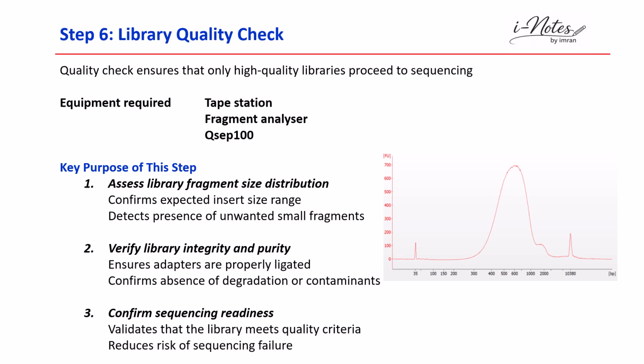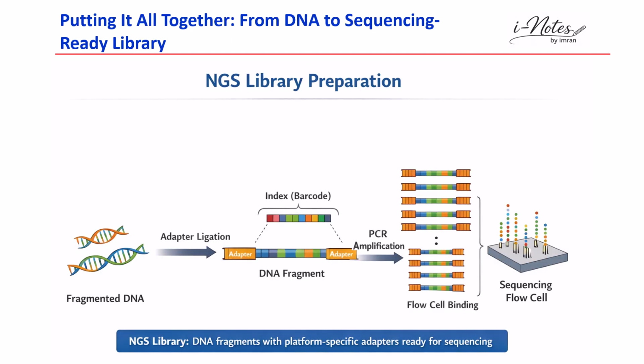So putting all the steps together, NGS library preparation is nothing but a conversion of complex genomic DNA into fragmented DNA that has adapters and indexes so that you can multiplex, and at the end it will be able to bind with the sequencing flow cell.